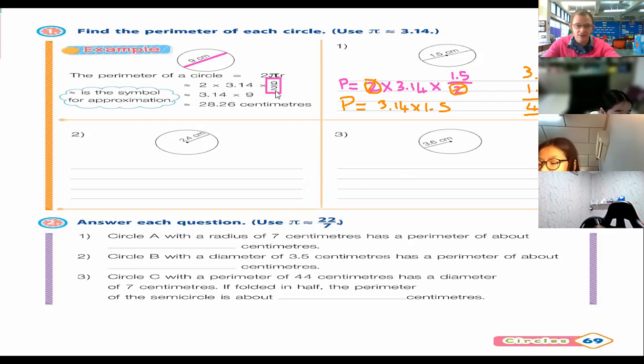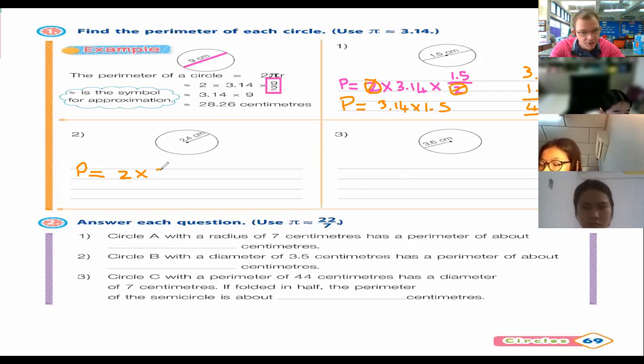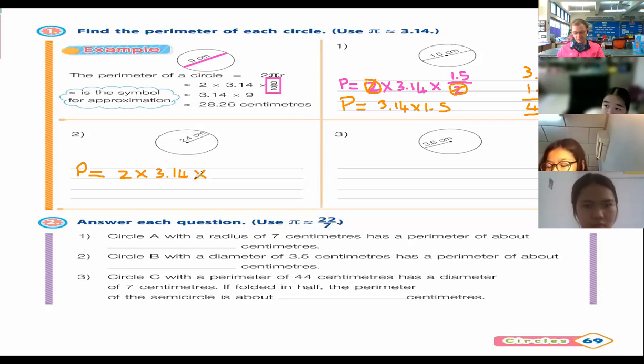First of all, let's look at the next one. We only have a couple of minutes left, so let's quickly go through here. The second one, our perimeter will equal the same formula, 2 multiplied by 3.14, which is pi. Multiply by what number? What do we multiply by now? Who can tell me? 2.4. 2.4, excellent. Well done. Thank you very much.